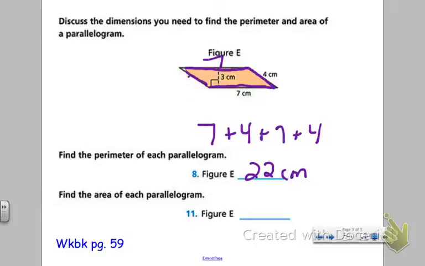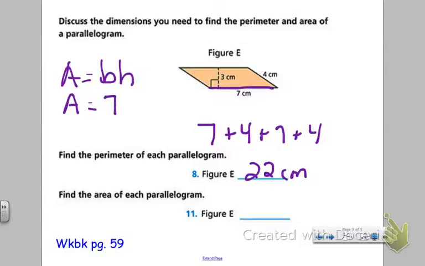Now let's look at area. Remember, base times height for finding the area of a parallelogram. We don't have to worry about that half there. So base is 7 for sure. And the 3 this time is the height. Notice I'm not using the 4 when it comes to finding the area because I need base and height to be perpendicular, and that 4, that slanted side, is not perpendicular to my base of 7. So area is going to be 21 square centimeters. 7 times 3 is 21.